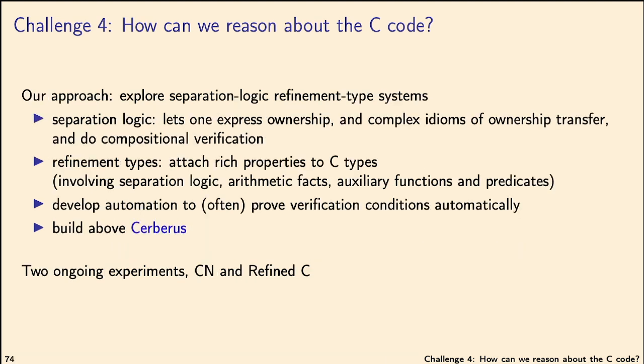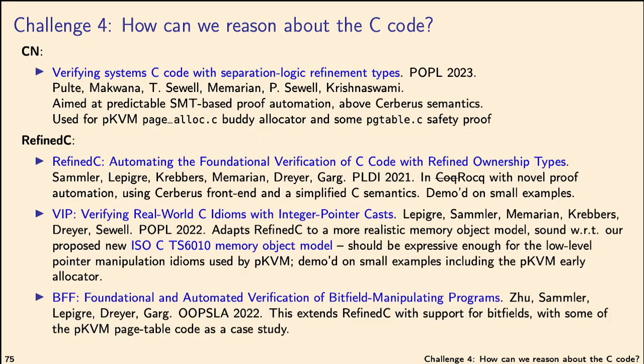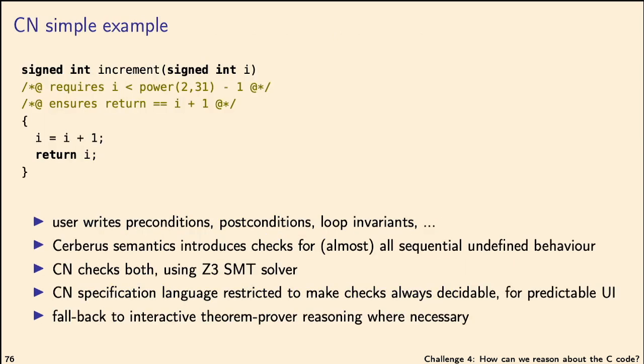So there is a whole big story about this, developing separation logic and refinement type systems to try to do slightly less annoying reasoning about C. And we've had two experiments which are ongoing, CN and RefinedC. CN by Christopher Pulte and Dhruv Makwana and Thomas Sewell and Caven and Marion and Neel Krishnaswami, who is here, and RefinedC by our friends in MPI, Michael Sammler and Rodolphe Lepigre and others. So these are both good.